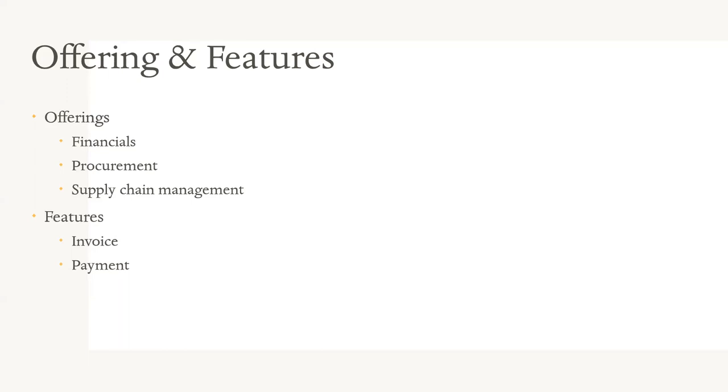Oracle has consolidated all the financials into one offering, and procurement is a different offering. We have supply chain, product development, order management and order orchestration. So these are all the offerings that we have. An offering is nothing but our modules, the collection of features. So what are features?